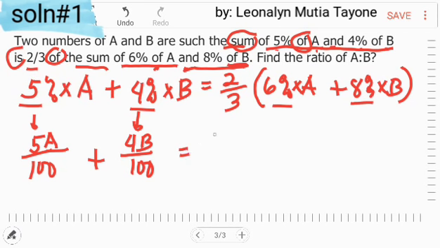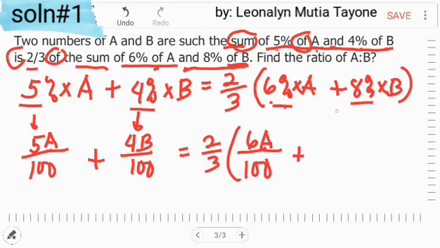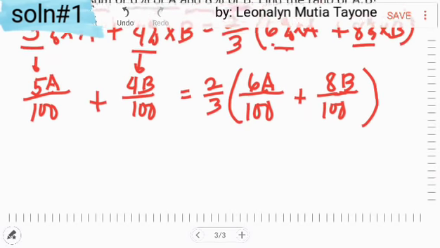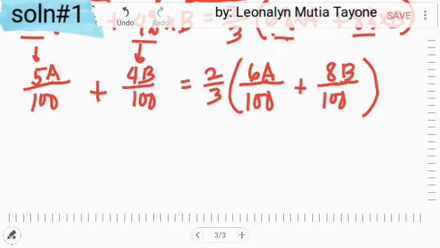Next, 2/3 of 6 over 100. 6%, 6 over 100. So, ang A, itabi mo lang sa 6. Plus, yung 8%, that is 8 over 100. Again, 8%. Percent means per 100. So, si B dito ay itabi lang. Next, ang best way, or depende sa inyo kung paano nyo i-isolate si A at saka si B.